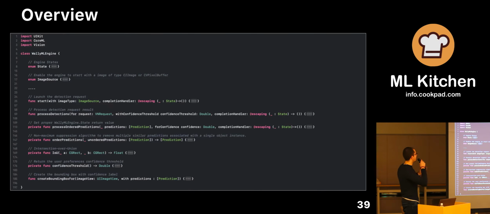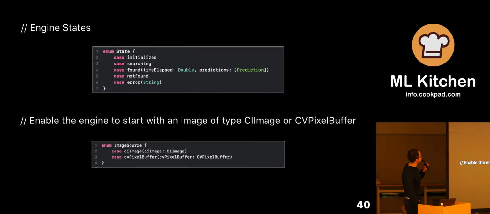Okay, so basically in my application I created a Wally engine. It's where all the processing will start. It's just an object, so I can reuse it easily. That was the purpose. This is the overview, so we will see each part in detail. I have different states: is my application searching, did it find something or nothing, or is there an error?